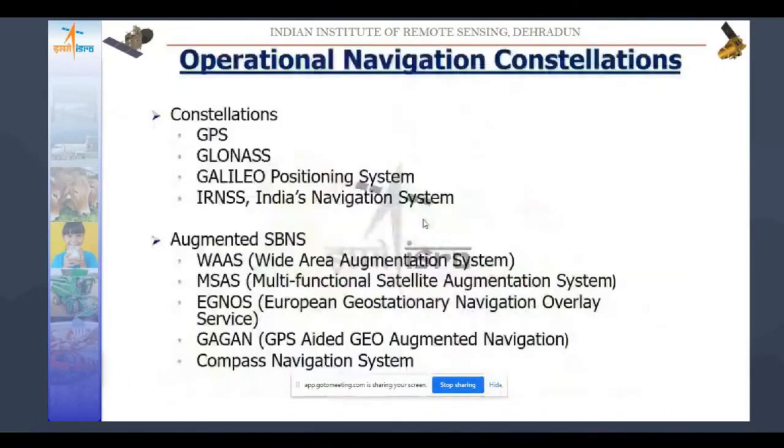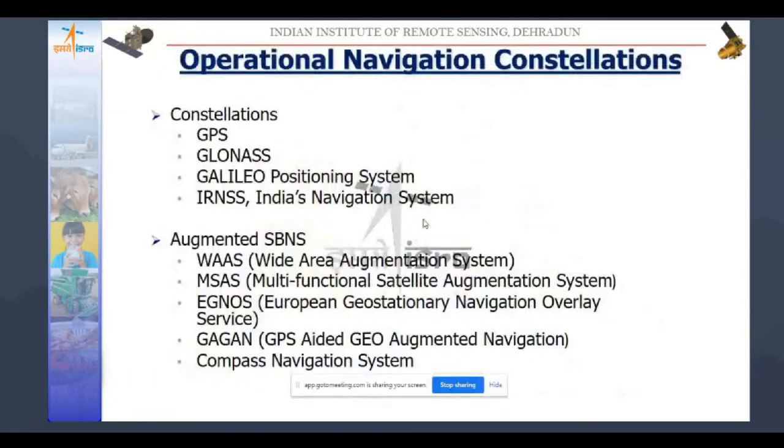Presently, various navigation constellations are working: GPS from the US, GLONASS from Russia, Galileo from the European Space Agency, and we have our own indigenous system, IRNSS, the Indian Regional Navigation Satellite System. We can get chips, or receivers, for all these constellations. And we have an augmented satellite-based navigation system as well. So these are the global systems, and these are the augmentation systems.